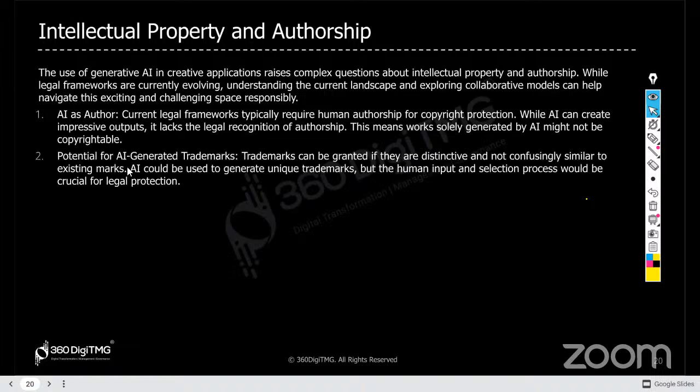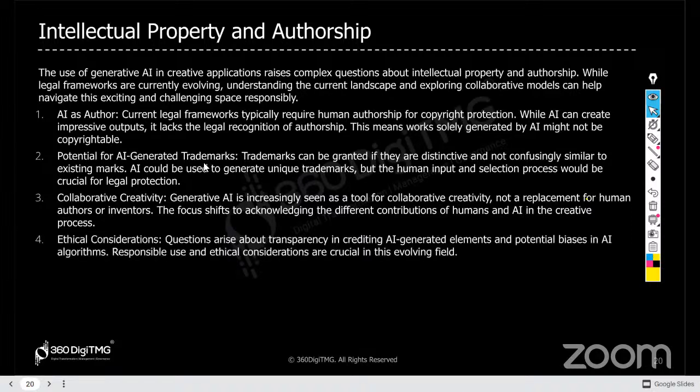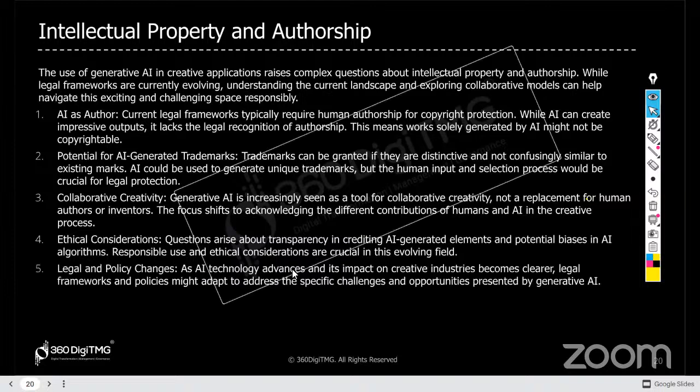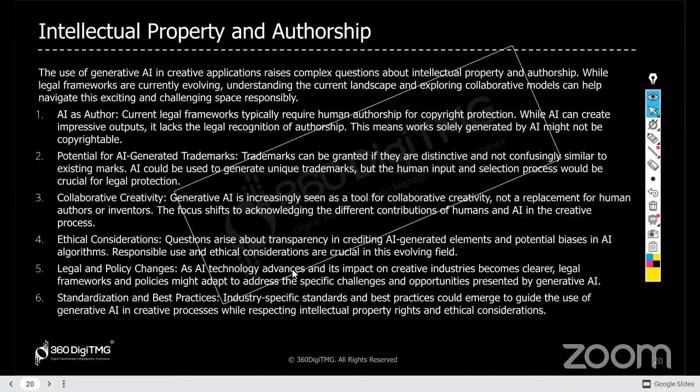As part of this, we also spoke about the potential for AI-generated trademarks and collaborative creativity. Some ethical issues should also be considered. Questions arise about transparency in crediting the AI-generated elements. So we should use it responsibly, and ethical considerations are crucial in this evolving field. We also have some legal and policy changes. To make things easier, there might be some rules and best practices that come out. These would help people use AI in creative projects while still being fair and respecting everyone's rights. So using AI in creative work brings a bunch of interesting challenges about who gets credit and how we make sure everything is fair and square.